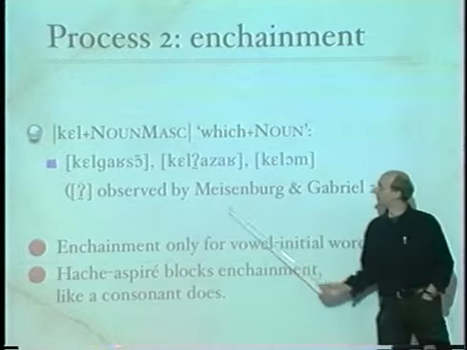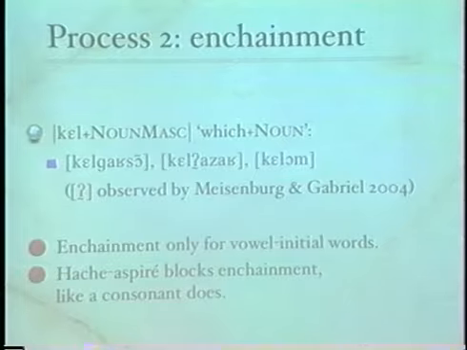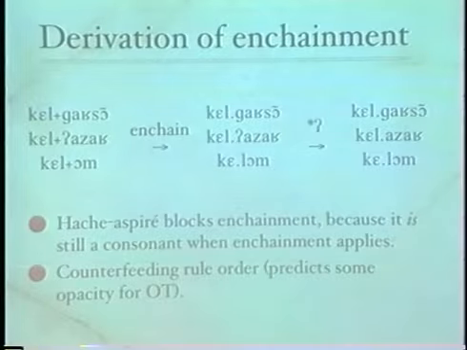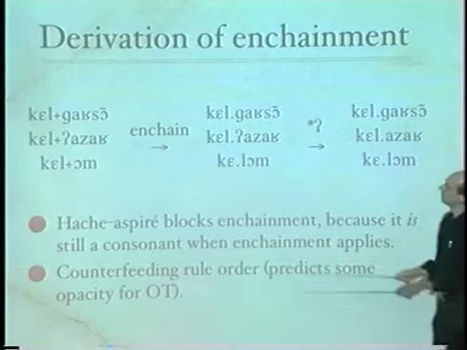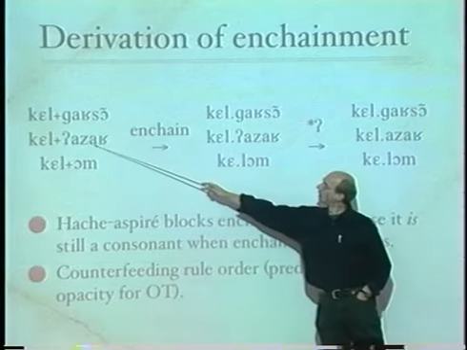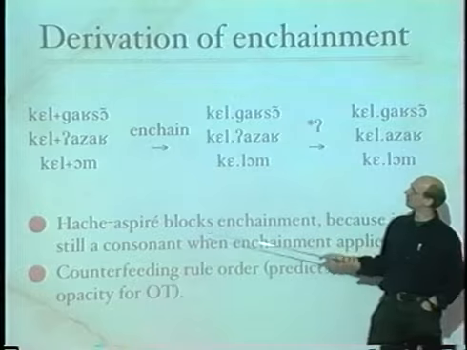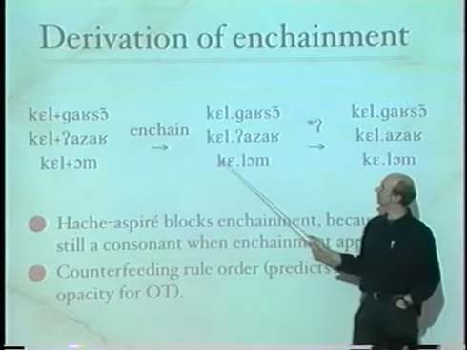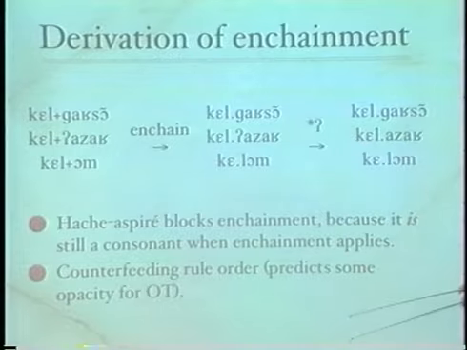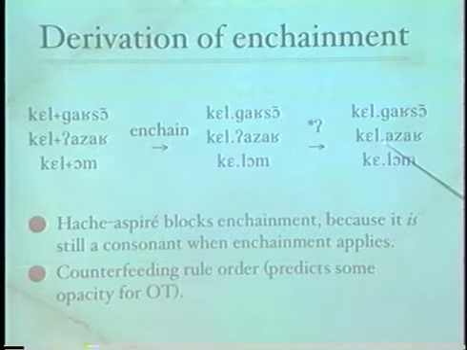And that notation is from them. So enchainment only works for vowel initial words again, and H aspiré seems to block it. Indeed, it again works as if it's a consonant. And the derivation would be that quel plus hasard becomes quel syllable boundary hasard, whereas quel homme via enchainment becomes que syllable boundary l'homme. And then you delete the glottal stop and you're simply left with a syllable boundary here and there.